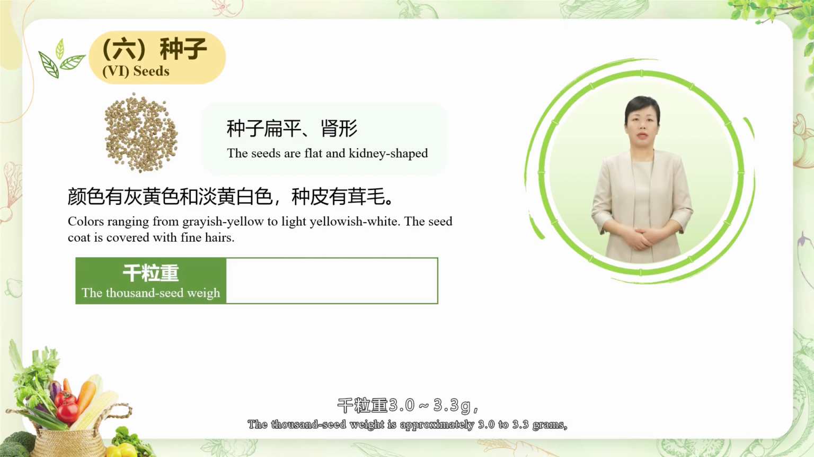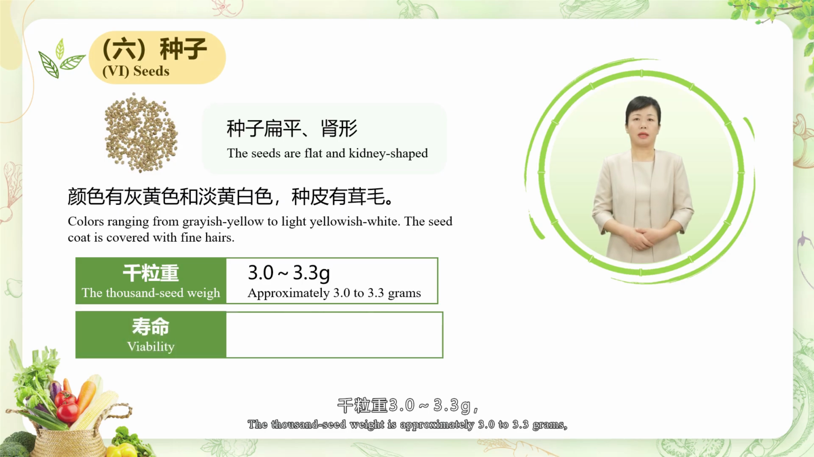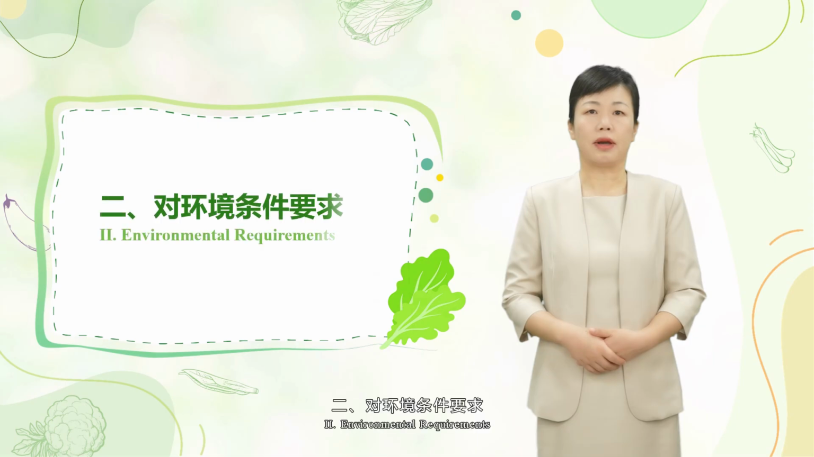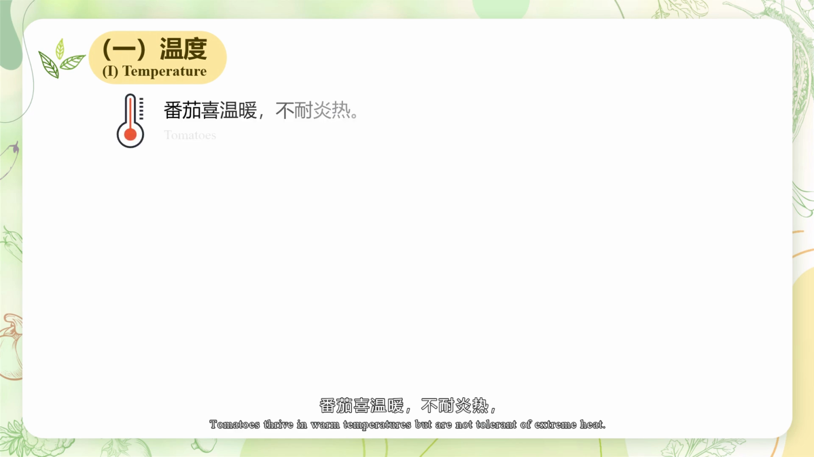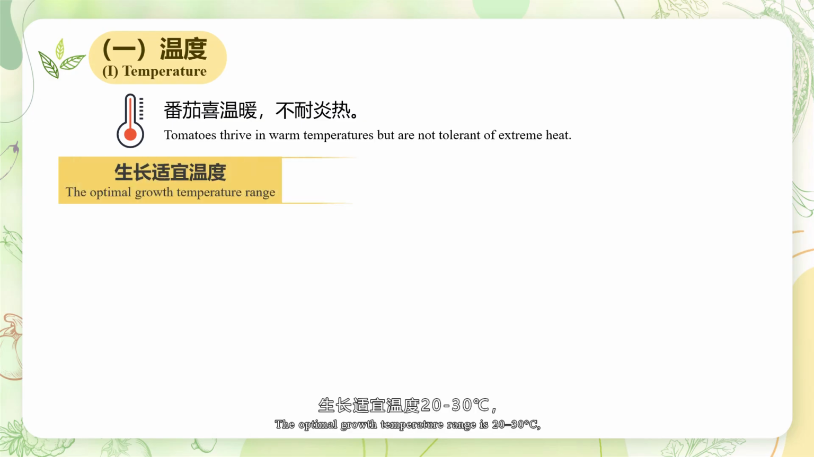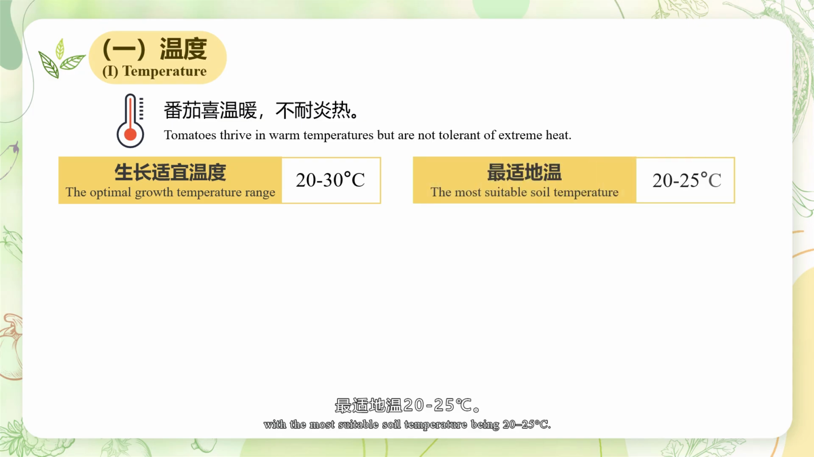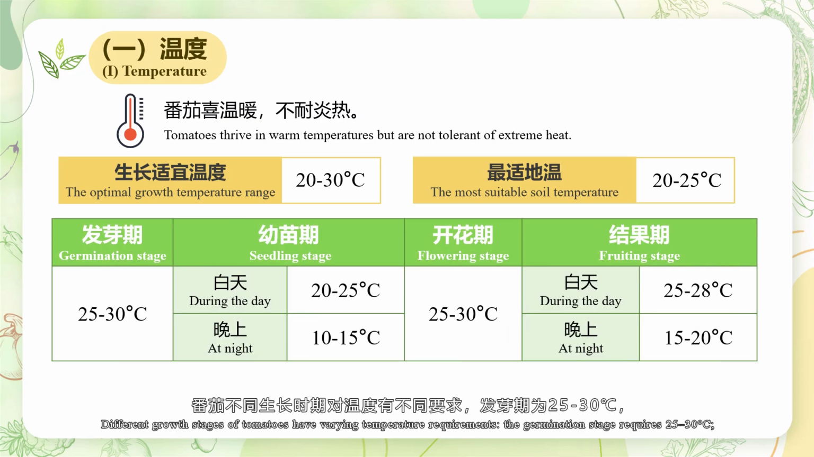The 1,000 seed weight is approximately 3.0 to 3.3 grams, and the seeds have a viability of 3 to 4 years. Environmental requirements. 1. Temperature. Tomatoes thrive in warm temperatures but are not tolerant of extreme heat. The optimal growth temperature range is 20 to 30 degrees Celsius, with the most suitable soil temperature being 20 to 25 degrees Celsius. Different growth stages of tomatoes have varying temperature requirements.